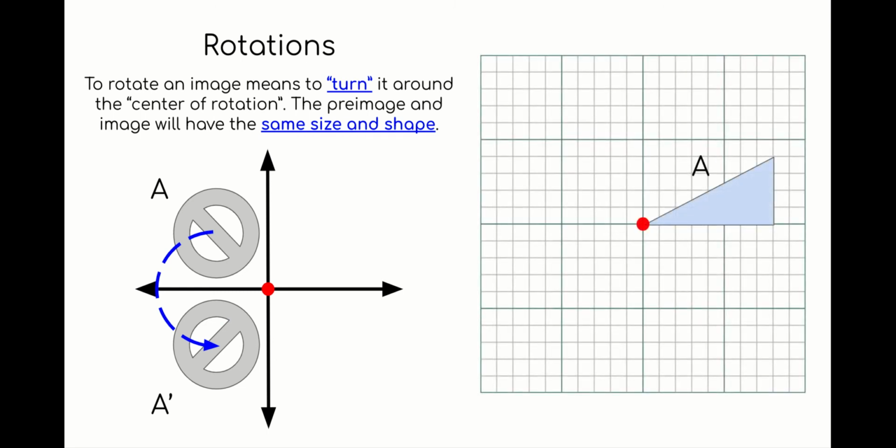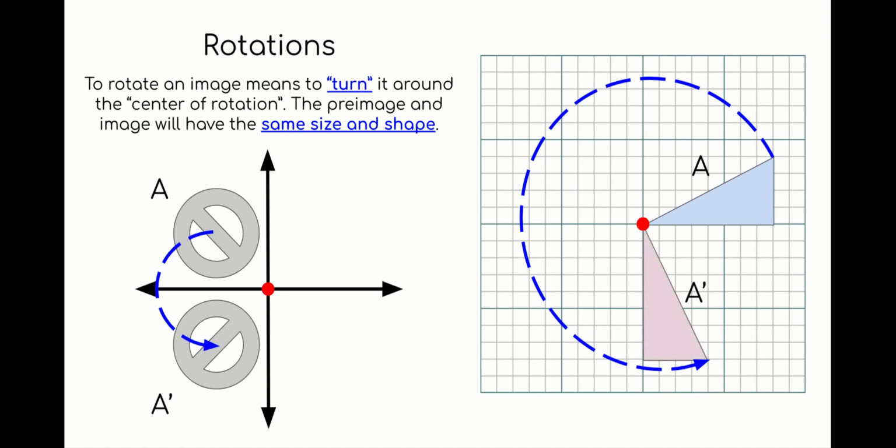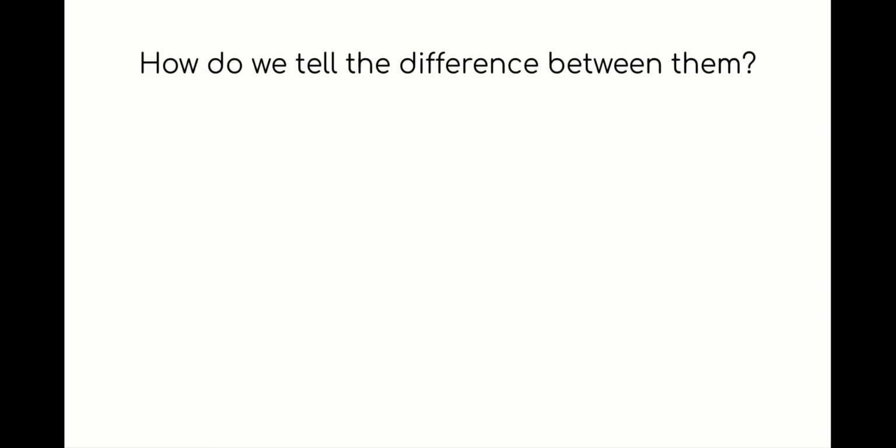Now, if you look at the right side, I'm starting with triangle A, and I'm rotating it, and I'm getting A prime. Notice how those dotted lines that show the rotation start and end at the same position of both of those two images, the pre-image and the image. They're both in the same location. And again, those red dots are the center of rotation.